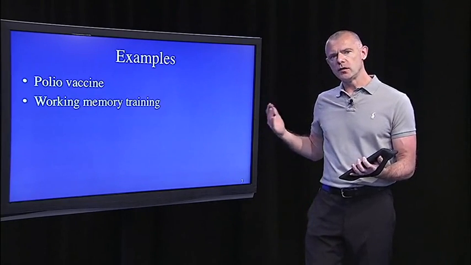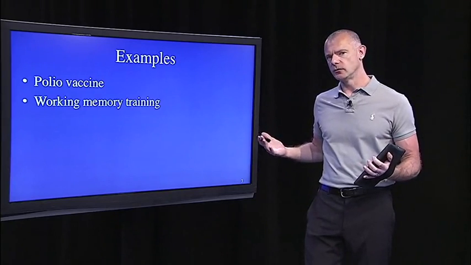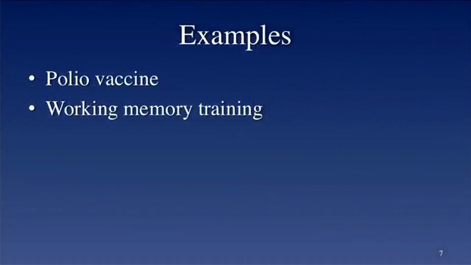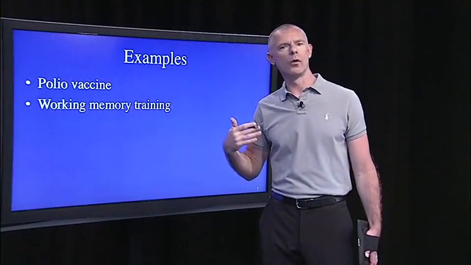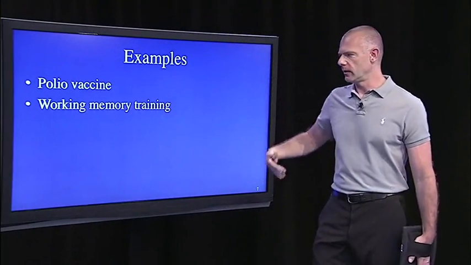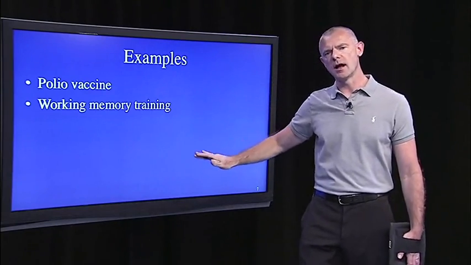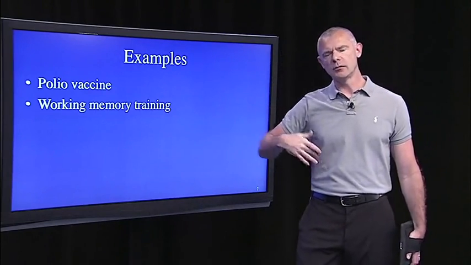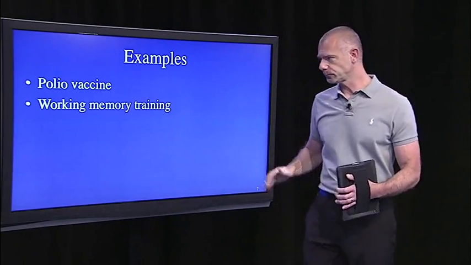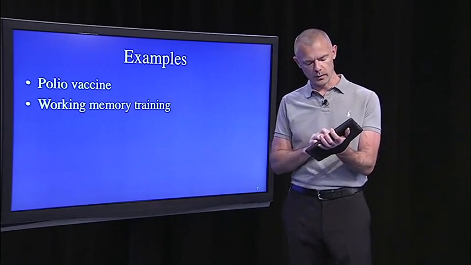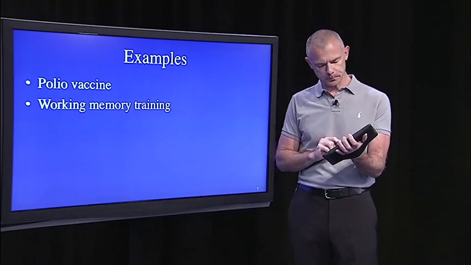So we'll start out with two examples of randomized controlled experiments. One is a classic, the Salk vaccine trials to eradicate polio in the United States. Then I'll talk about a recent set of experiments on what's called working memory training. This is a new wave of research in cognitive psychology designed to enhance intelligence. But first, let's start with the polio vaccine studies.